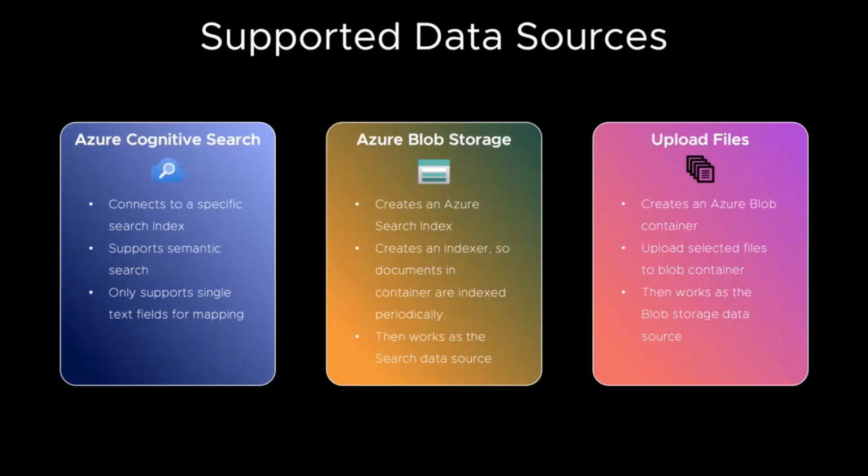Currently, there are three supported data sources. You can connect directly to an Azure Search Index that supports semantic search, and you can map text fields for OpenAI. There's also Azure Blob storage, and you can even manually upload your files directly. These last two data sources are actually also Azure Search behind the scenes, so they are going to create a search index behind the scenes, but we're going to see that better in a minute.